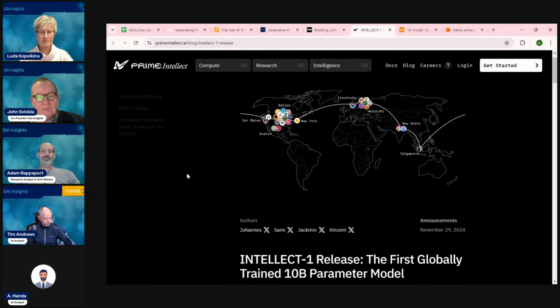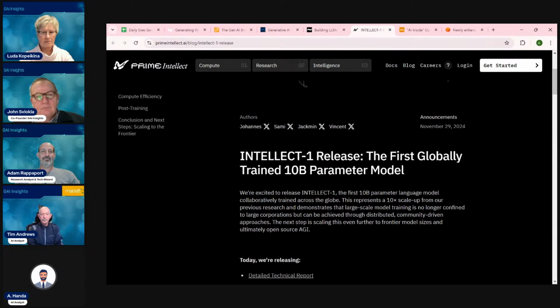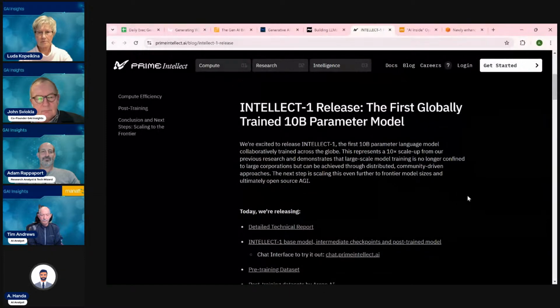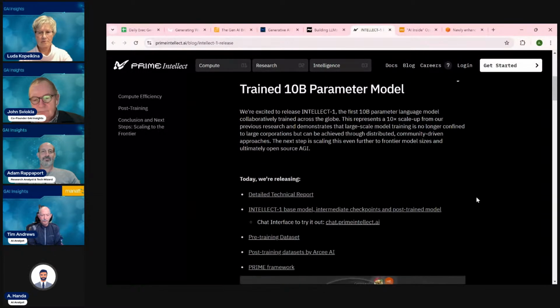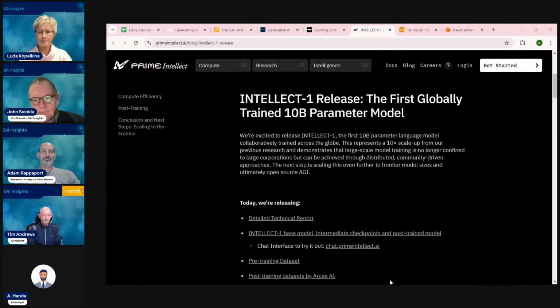Ankash, next article. Okay, the next one. Yes. So the next one is around Intellect One. It's the first globally trained 10 billion parameter model, which has been trained in a decentralized manner. We have discussed this news earlier as well, but they have released a lot of technical details around this. Adam, what do you think? I think this is optional. It is super cool, and it is optional.